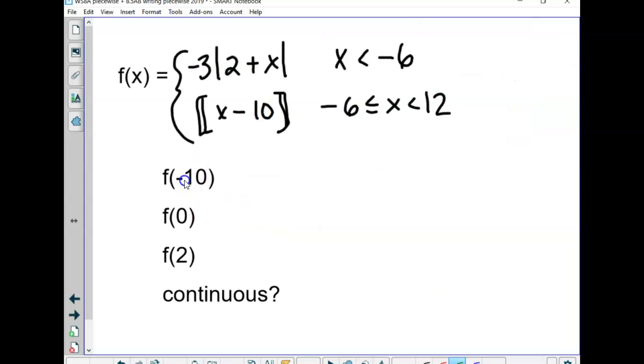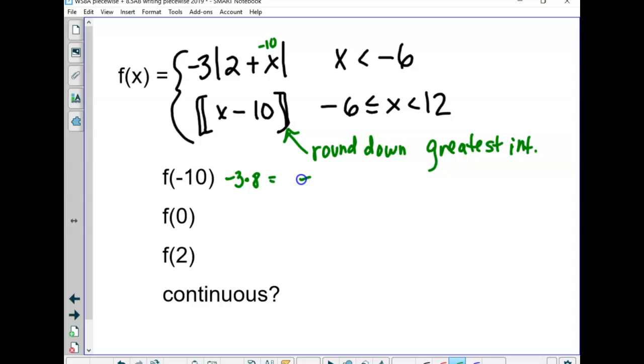All right. This one, this crazy symbol, is the round down or greatest integer function. Okay, this is a test. Do you know how to round down? Okay, -10, which rule? This is on the quiz. It's not on the homework. So -10 is less than -6. If I put a -10 in there, I add first and get -8. The absolute value makes it 8, but then I multiply by -3. So I get out -24.